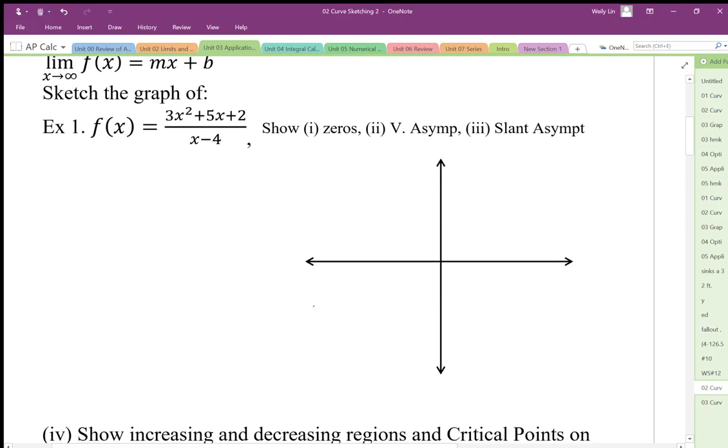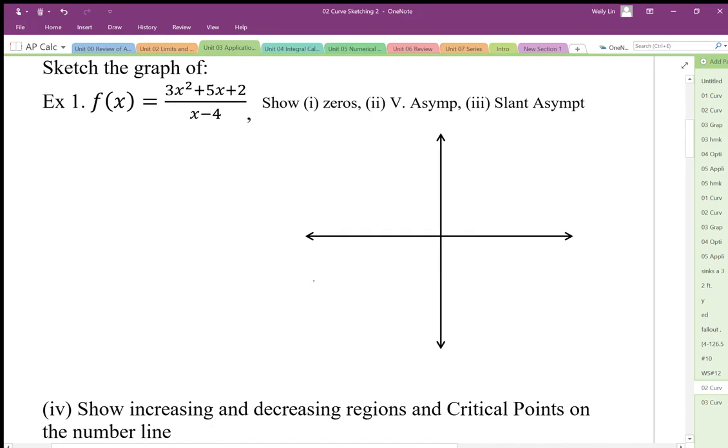So let's start from the beginning. Let's find the zeros. So I want to find the zeros of this graph. Okay, so the zeros, I'm going to find the zeros by factoring the numerator here. So I end up with f of x is equal to (3x + 2)(x + 1) all over x minus 4. Okay, so then make that equal to 0. We get x is equal to -1, -2/3.